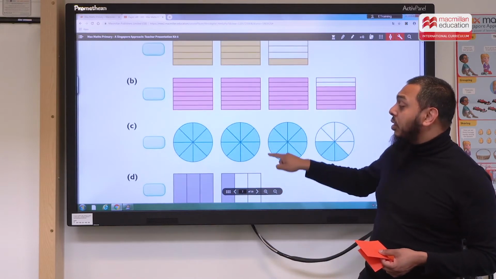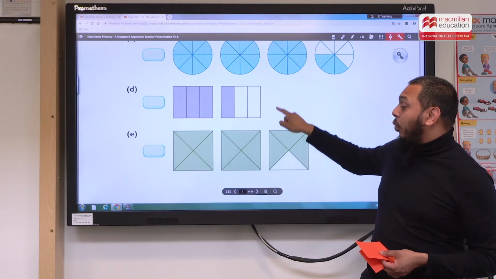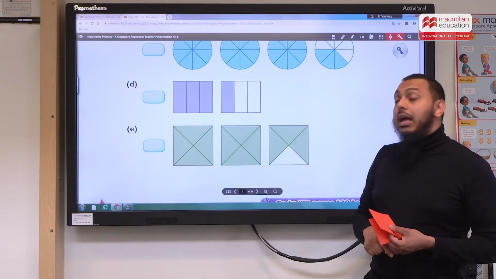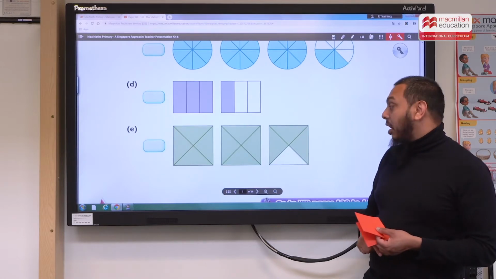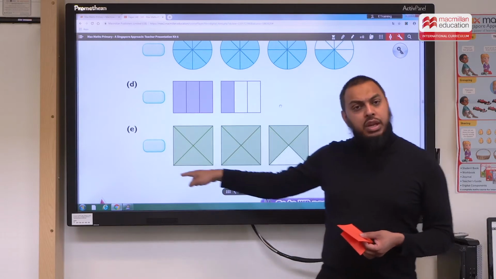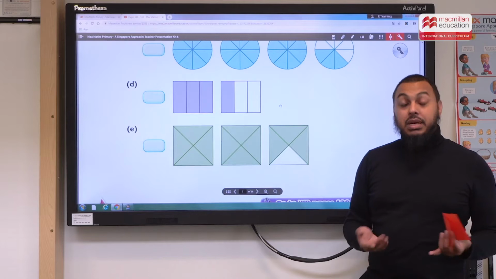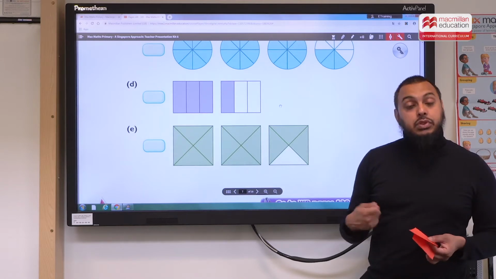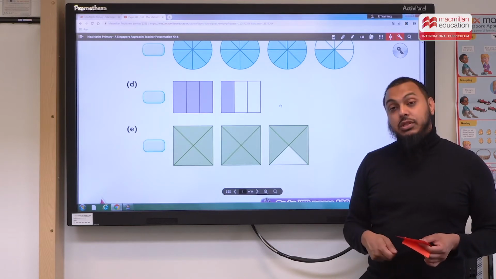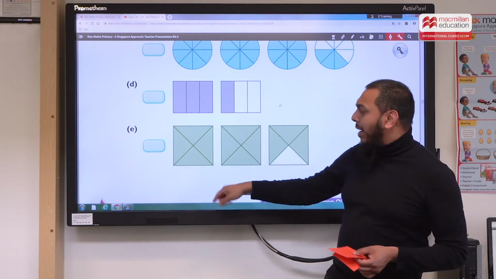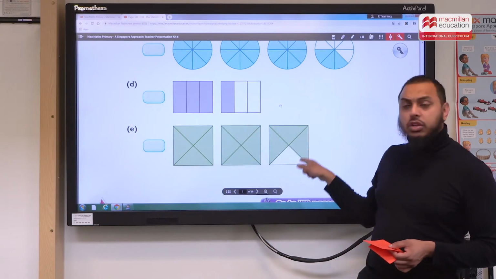If they finished all of this and I didn't want them to move on, what I might do is ask them, can you tell me a story? Stories are really something that children love. But when it comes to math stories, we neglect that as teachers. But can you tell me a story about 2 wholes and 1/4?